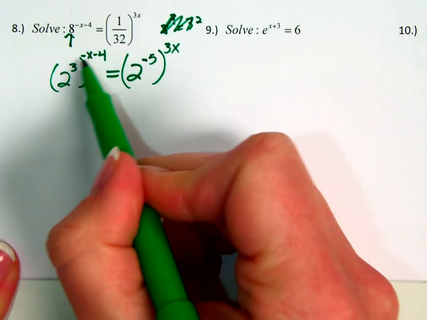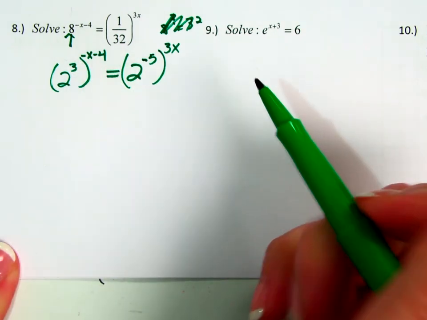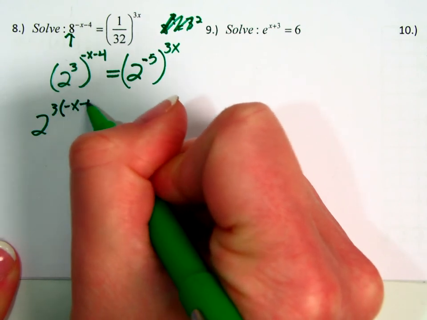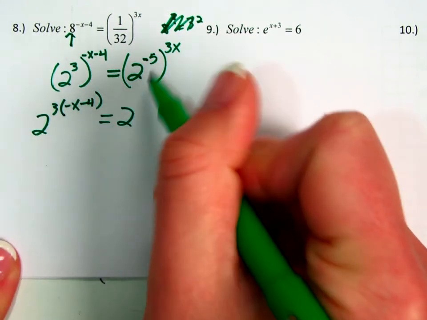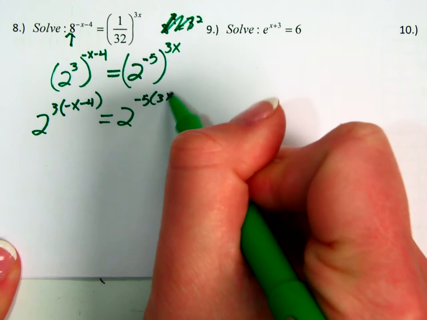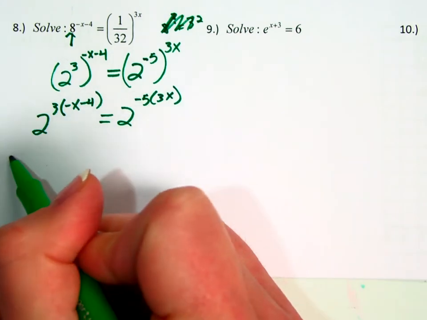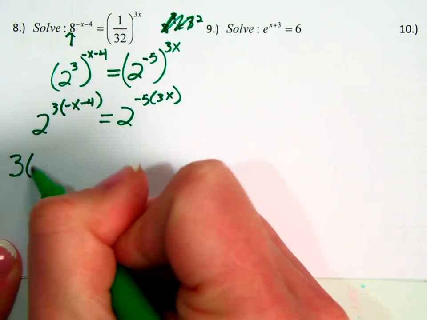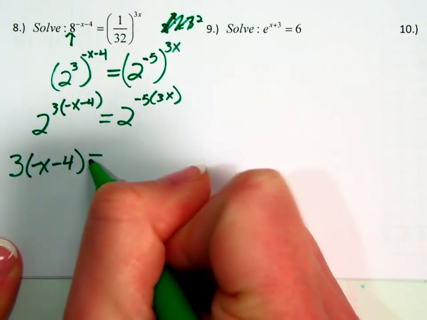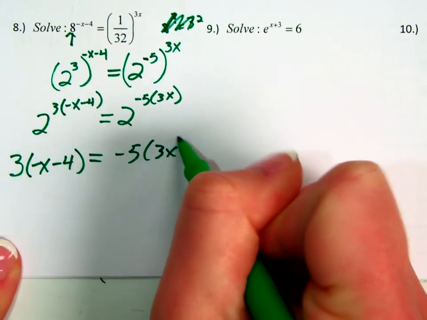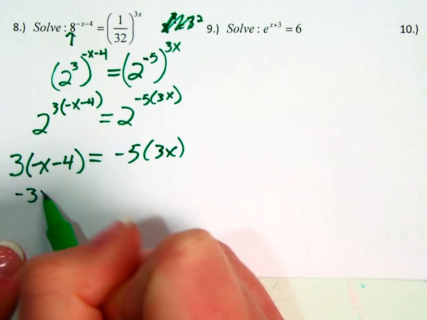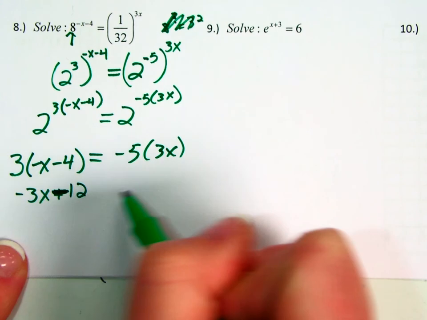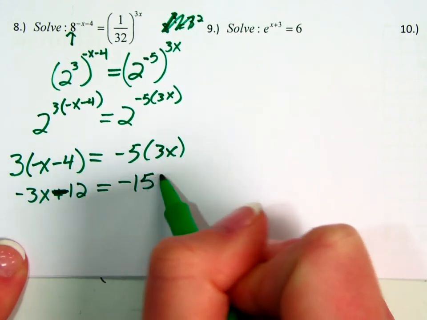Now remember, whenever we have an exponent to an exponent, that means that we multiply them, right? So this is really 2 to the 3 times negative x minus 4 equals 2 to the negative 5 times 3x. So now that my bases are the same, I can set my exponents equal, because if these are going to be equivalent, the exponents would have to be equal as well. So on this side, when I distribute, I get negative 3x minus 12 equals negative 15x.